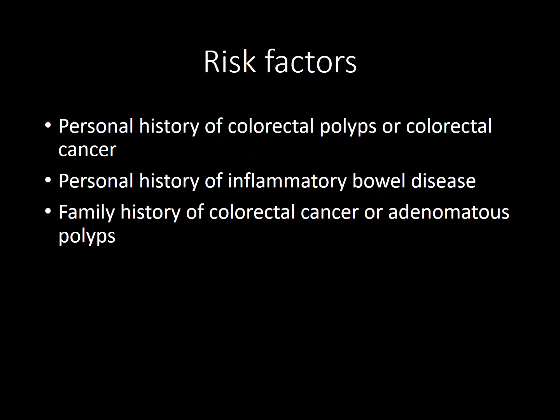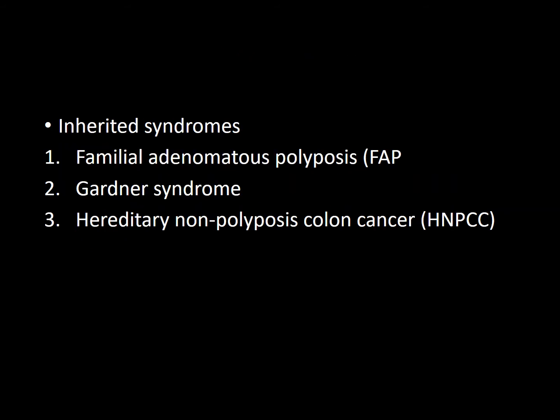Risk factors: colorectal cancer or colorectal polyp, or personal history of inflammatory bowel disease, or family history. And what are the inherited diseases? Inherited diseases which predispose to cancer are familial adenomatous polyposis syndrome, Gardner syndrome, hereditary non-polyposis colorectal cancer, or Lynch syndrome.